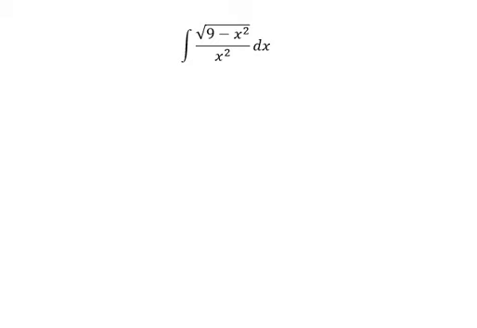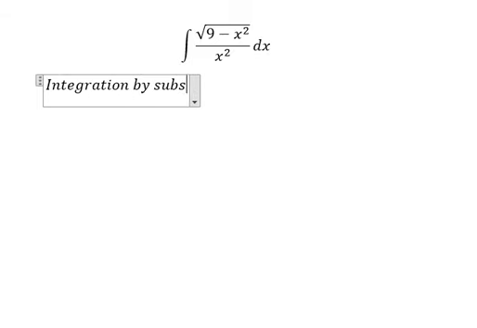The topic today is the integral. We have the integral of the square root of 9 minus x squared over x squared dx. I will show the technique for answering the question. In this situation, you can use integration by substitution.